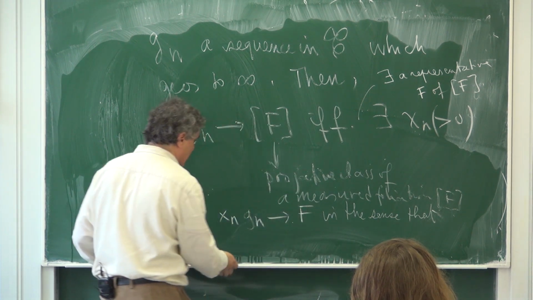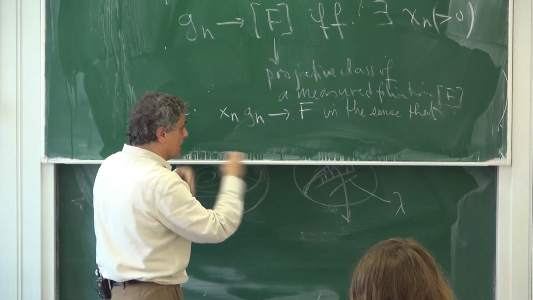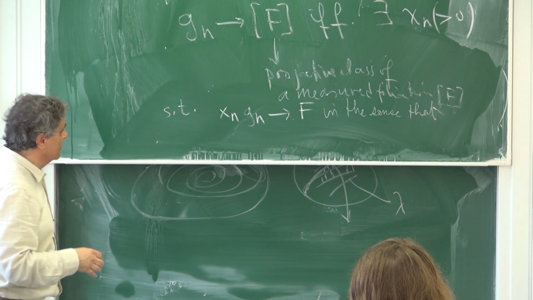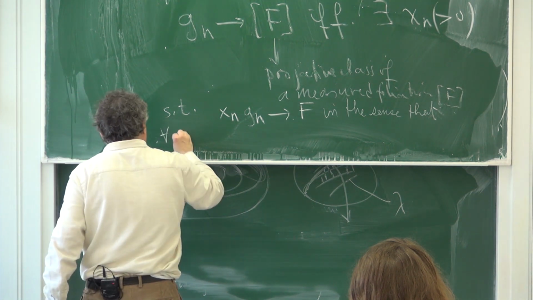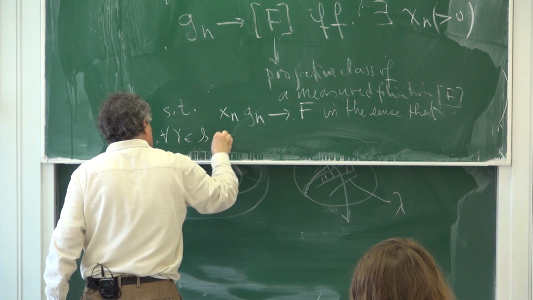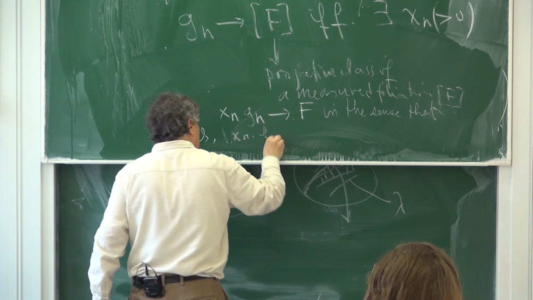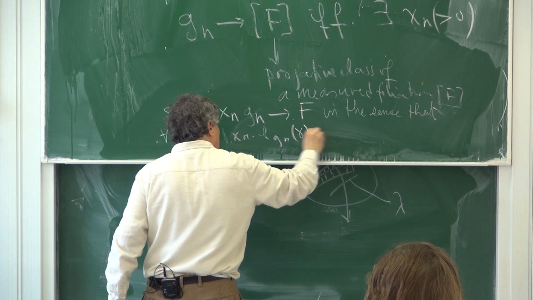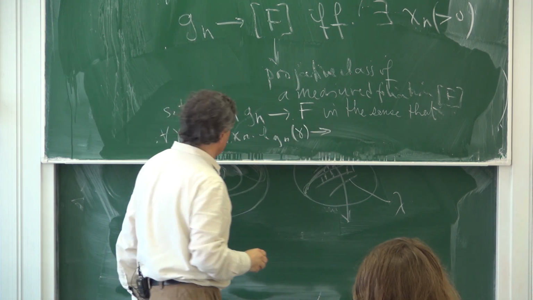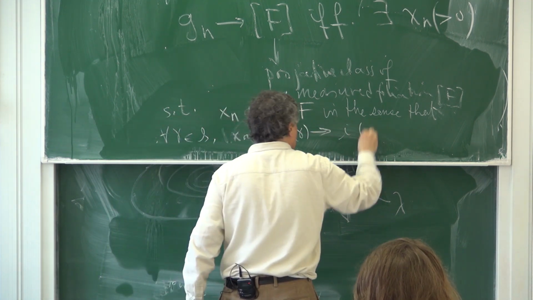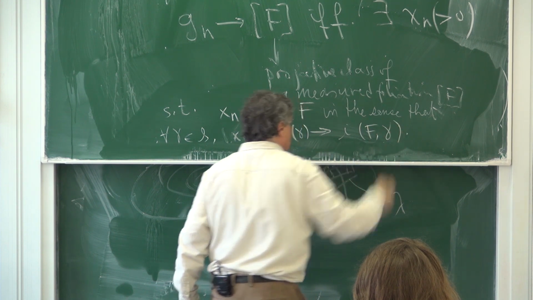I'm just recalling here the definition of these spaces, the embeddings and the convergence in the space. For any gamma in S, we have Xn Lgn of gamma converges to the intersection function of F with gamma.